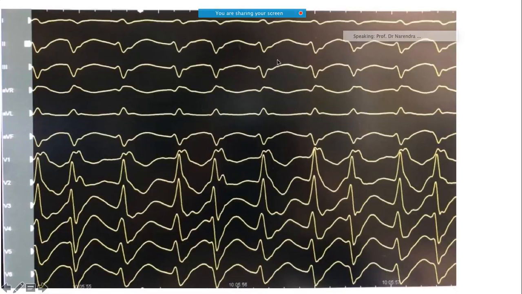So now you get this ECG. This is again the 12-lead ECG of the tachycardia. Now you have to tell me, what do you notice in this ECG? Who's going to tell me? So what is happening in this ECG? Come on, I already explained just a few minutes back. This is, I think, the fourth time I'm asking the same question.